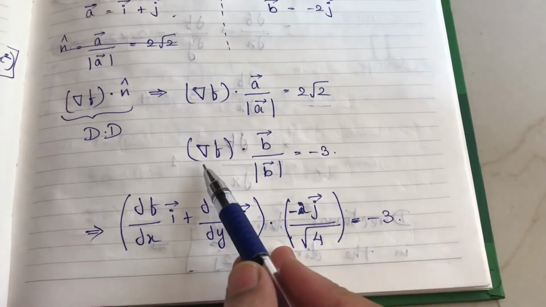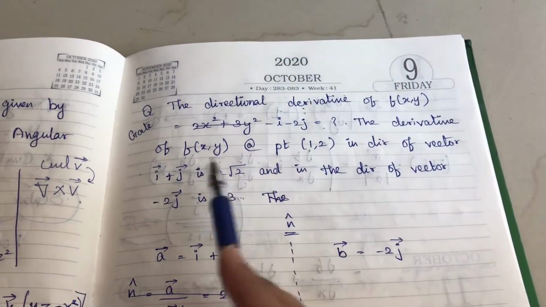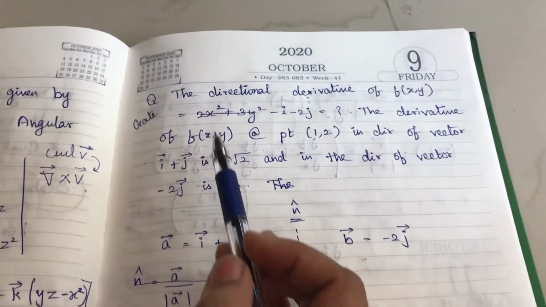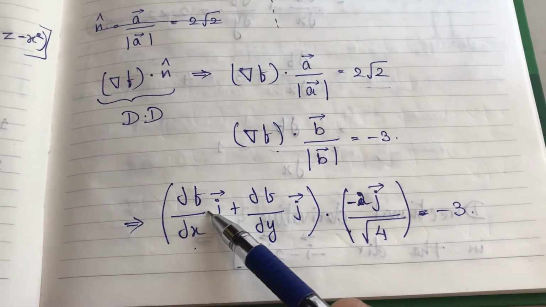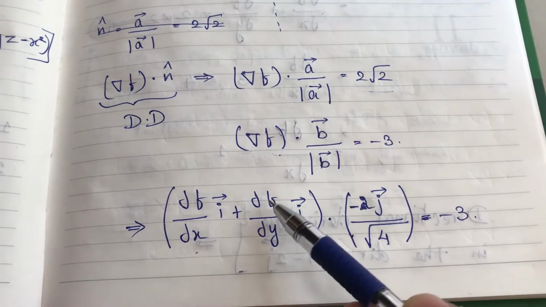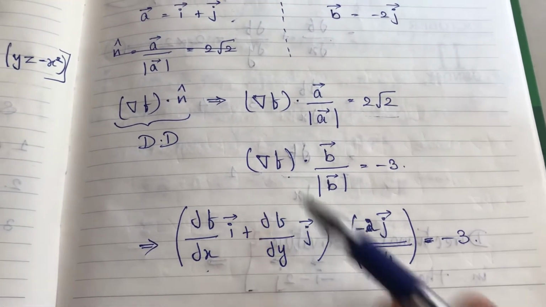So you can see here, what is del f? We need to differentiate this f with respect to x, y. There are only 2 points they have given, so x, y is enough. And they have already given f of x, y. So dou f by dou x i vector plus dou f by dou y j vector, this is nothing but del f.